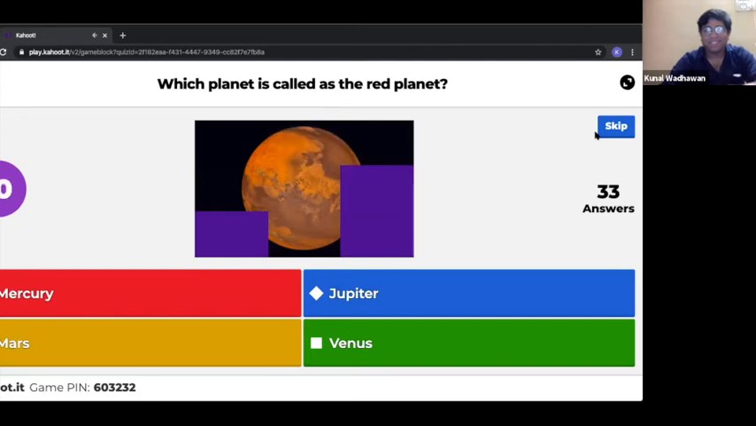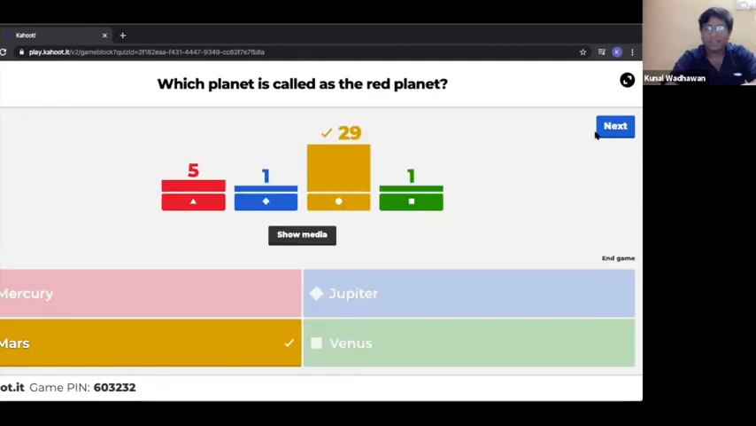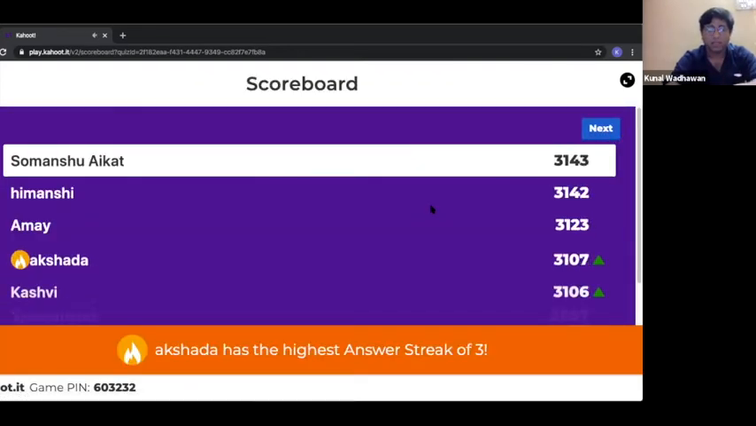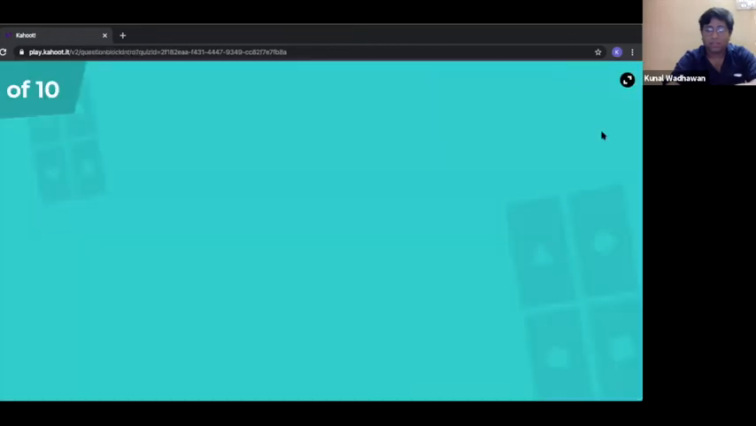31, 33 answers I've got, 34, 35, and 4, 3, 2, 1, and 0. 29 of you gave Mars as the correct answer, which is absolutely right. Okay, red planet to Mars ko hi kehte hain. You can see it as red also in the night sky. Okay, let's see. So Manshu is at the top, and we have Kashvi also into the game now, in the top five. Let's go to the next question now.